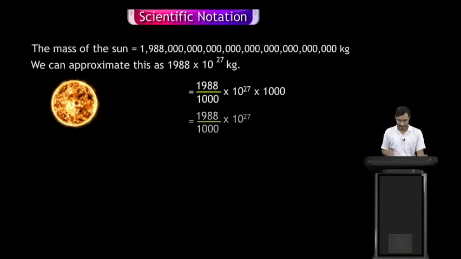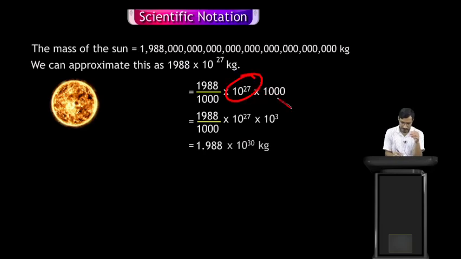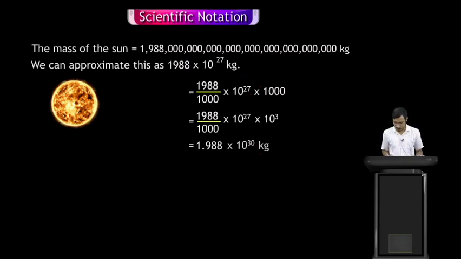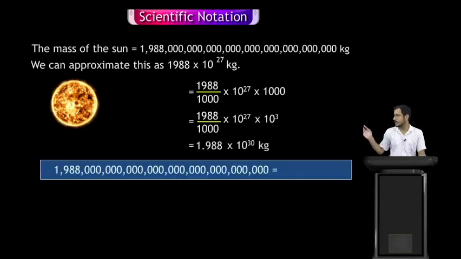Now again we can write 1988 divided by 1000 into 10 to the power 27 into 1000. 1000 means 10 to the power 3. When we multiply 10 to the power 27 and 10 to the power 3, the powers will be added. So 27 plus 3 is 30, so 10 to the power 30. And 1988 divided by 1000 means we can write 1.988 into 10 to the power 30 kg.